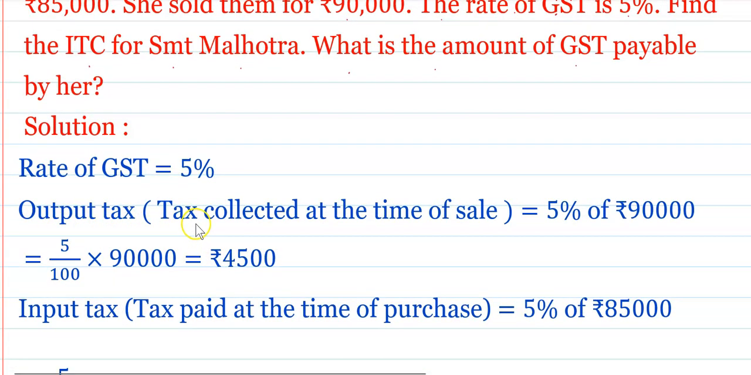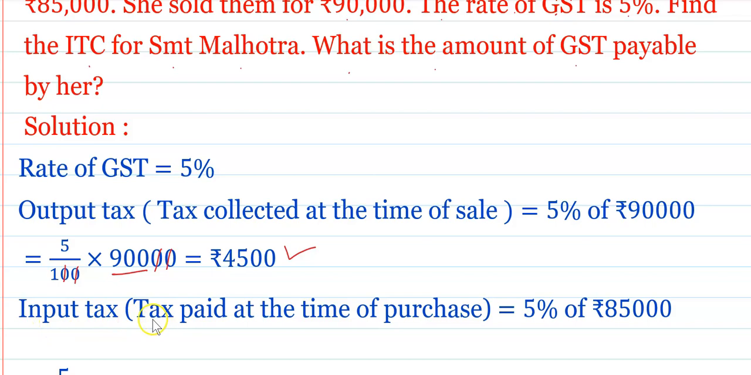Output tax, that is the tax collected at the time of the sale, 5% of 90,000. That is 5 by 100 into 90,000. Again the simplification, these two zeros get cancelled. 900 into 5, you will get 4,500.